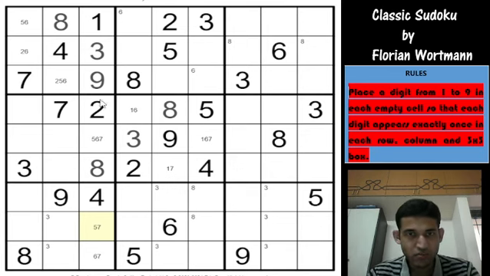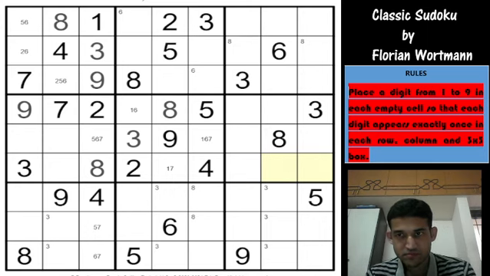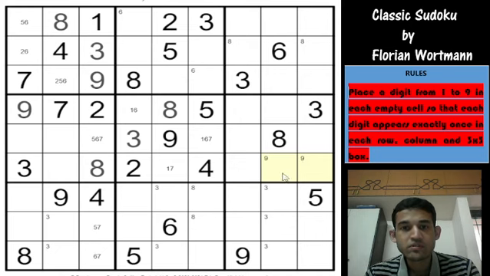And 9 now in box 4 has exactly one cell left. Can't go here, can't go here. So that has to be a 9. And 9 goes in one of these two cells, just using the classic rule. 9 goes in one of these two cells, again classic, nothing fancy here, just basic classic.